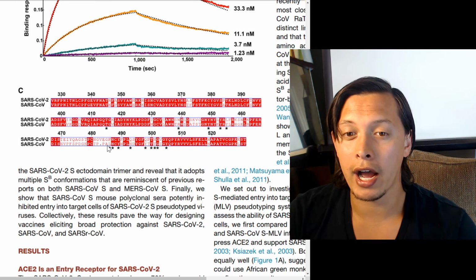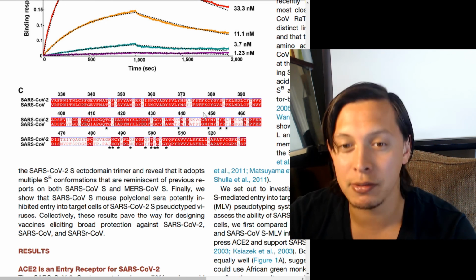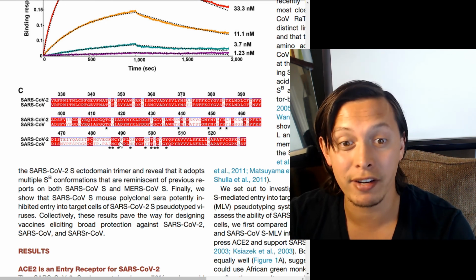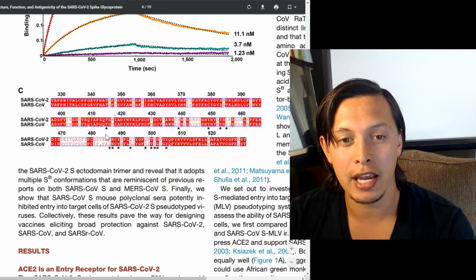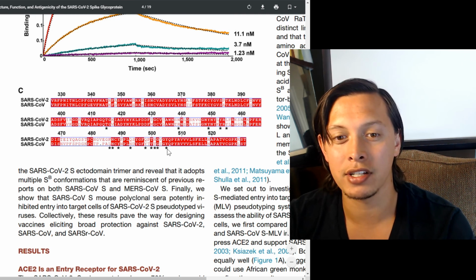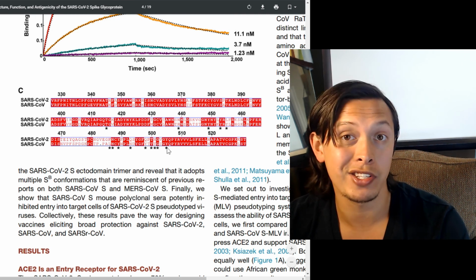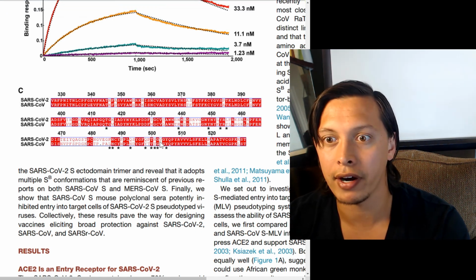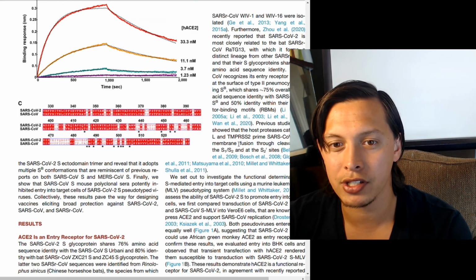So I just wanted to highlight that a lot of these mutations, or not mutations, but a lot of these differences are happening in between what is considered the important residues of the original SARS coronavirus. So just keep that in mind.